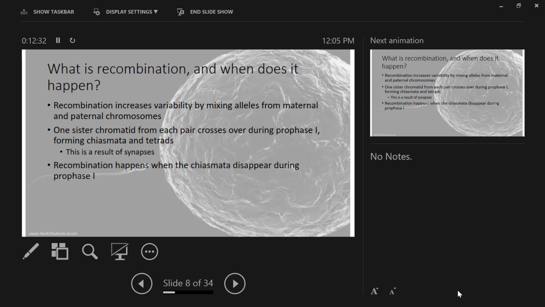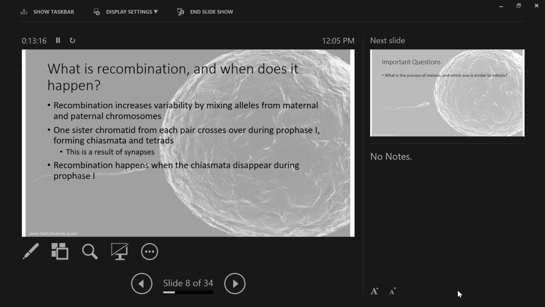And so recombination happens, to answer the question of when does it happen, when the chiasmata disappear during prophase I. That's when recombination happens. So what recombination is, it's a mixing of the paternal and the maternal version of each chromosome. Okay? So if you're going to focus on chromosome 1, recombination would be a mixing of the maternal chromosome 1 with the paternal chromosome 1 to produce a copy of chromosome 1 that is neither maternal nor paternal. It's both.